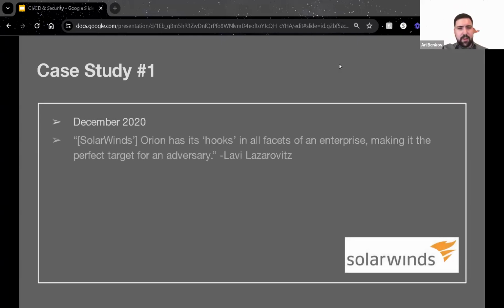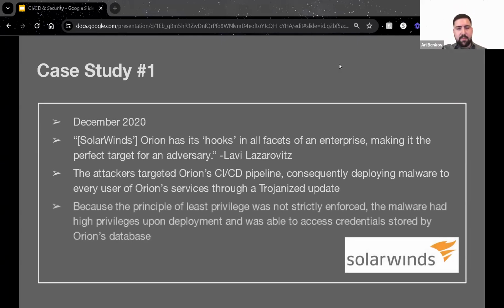One such example of how vulnerabilities in a CI/CD pipeline can have far-reaching consequences is the SolarWinds Orion attack, which occurred in December of 2020. Orion is a third-party infrastructure monitoring platform, which offers many tools to supervise performance, traffic, and many other metrics for multiple organizations, including some United States government agencies. Lavi Lazarovitz, head of CyberArk Labs, described Orion as having its hooks in all facets of an enterprise, making it the perfect target for an adversary.